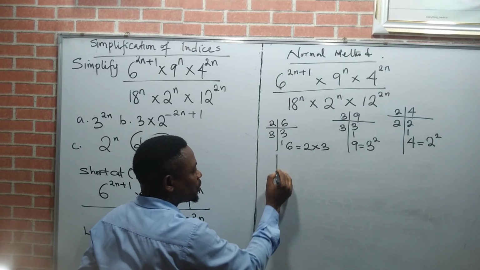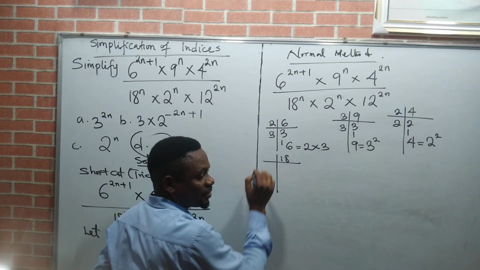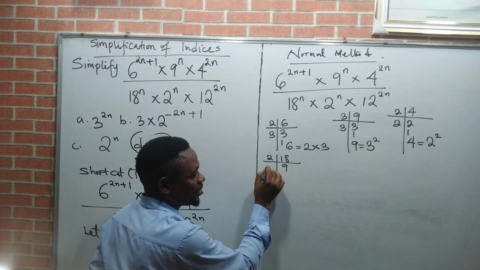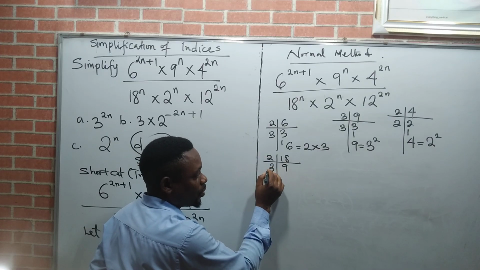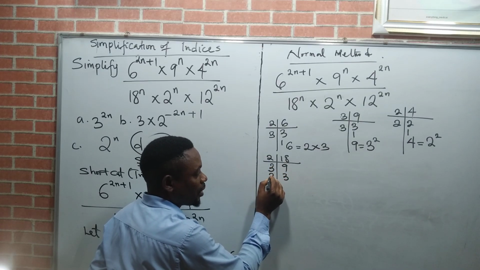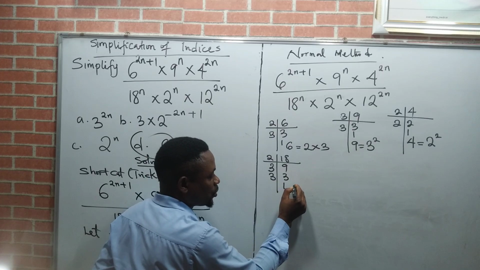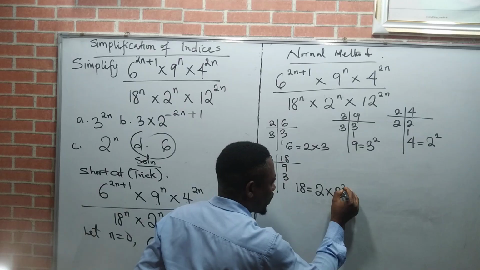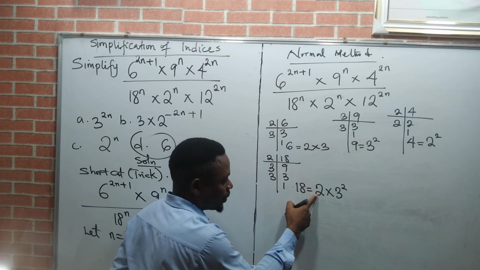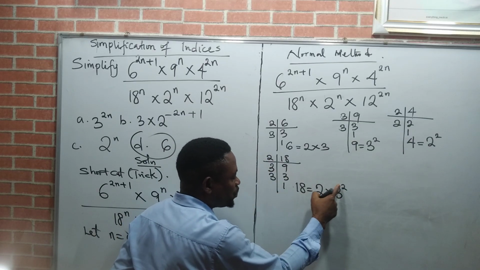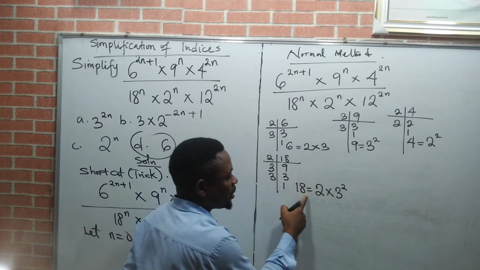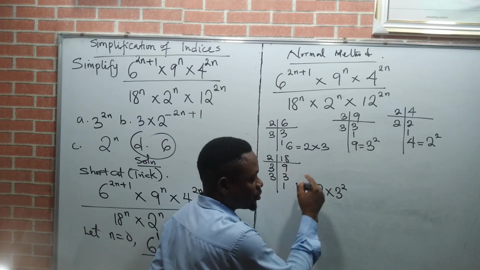Then I'll move forward to 18. Hope you are following. 2 can go to give you 9. But 2 cannot go again. 3 can go to give you 3. 3 can go to give you 1. So 18 simply means 2 times 3 raised to power 2. 2 is alone, times 3 raised to power 2, because 3 occurs 2 times. So 18 is the same thing as 2 times 3 raised to power 2.